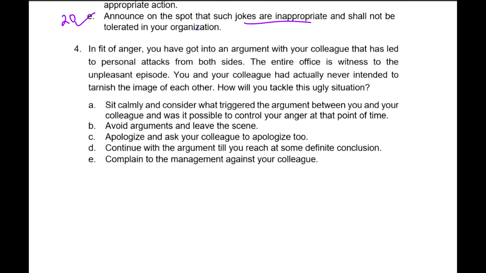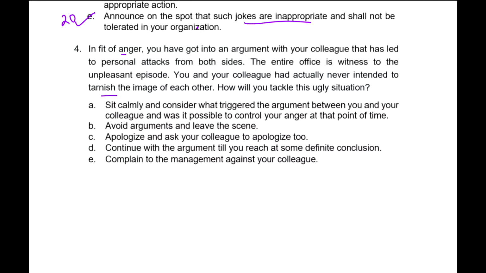In a fit of anger, remember you are angry right now. You have got into an argument with your colleague that has led to a personal attack from both sides. The entire office is witness to the unpleasant episode, and you and your colleague had actually never intended to tarnish the image of each other. How will you tackle this ugly situation?